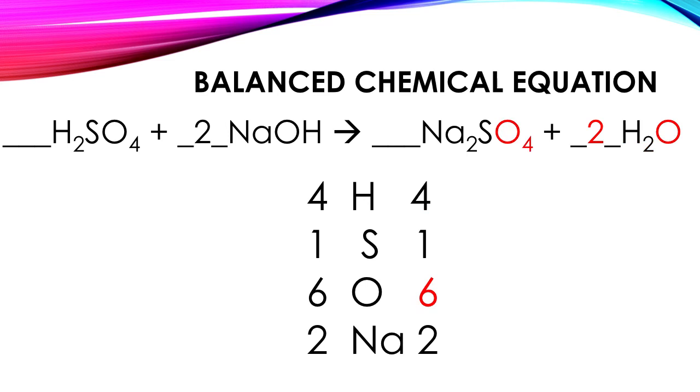And then we need to add up our oxygens. Again, we have 4 from our sodium sulfate, but now we have 2 water molecules, and that gives us 2 oxygen atoms. So 4 plus 2 will give us 6. And that is your balanced chemical equation. That's how we balance them.